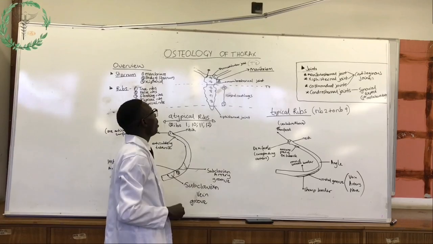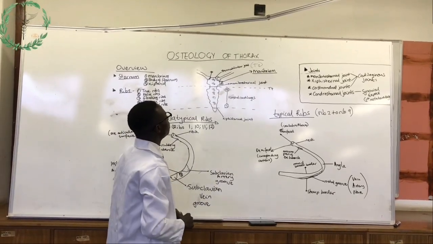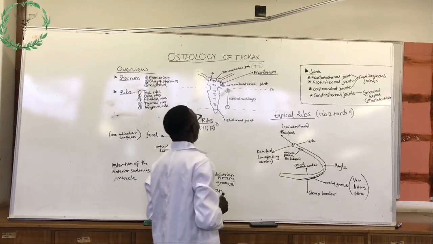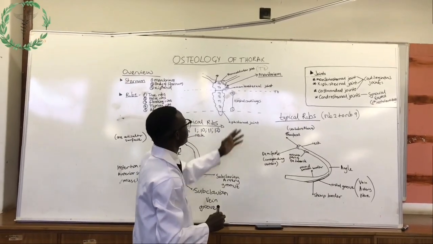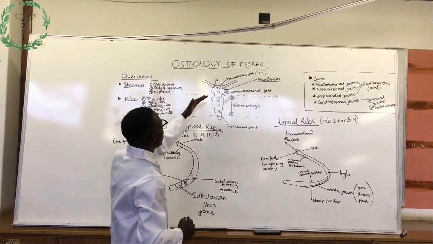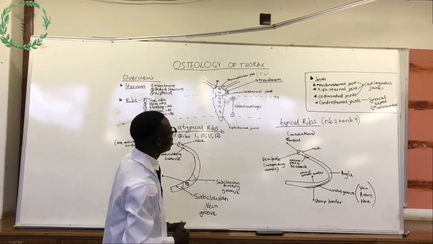And then at the lower part of the manubrium, it articulates with the body of the sternum, forming what you call the sternal angle. The sternal angle can also be referred to as the manubriosternal joint or the angle of Louis. So this is for the manubrium of the sternum, and then we go to the body of the sternum.